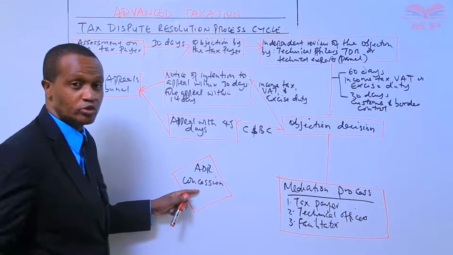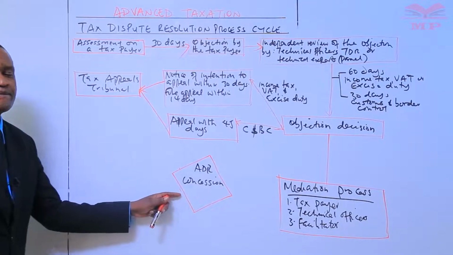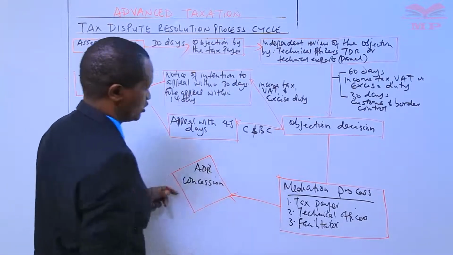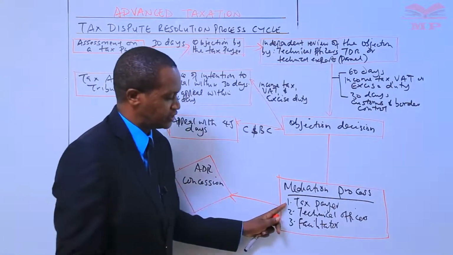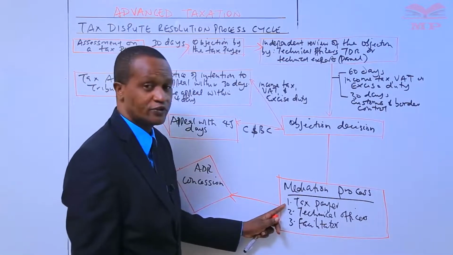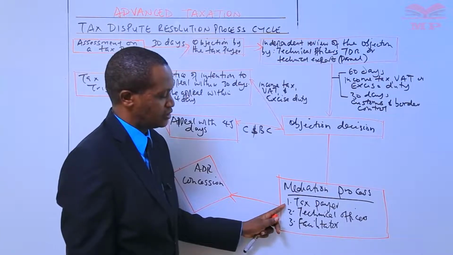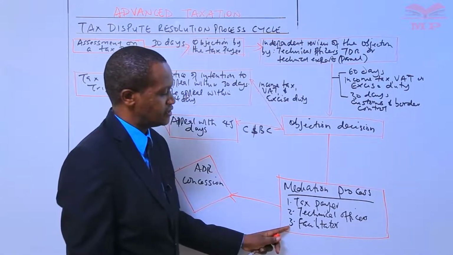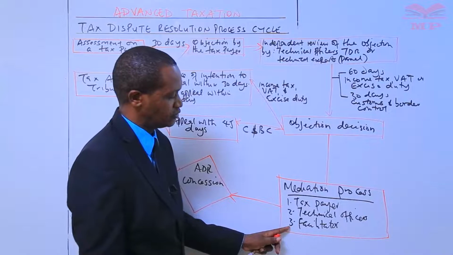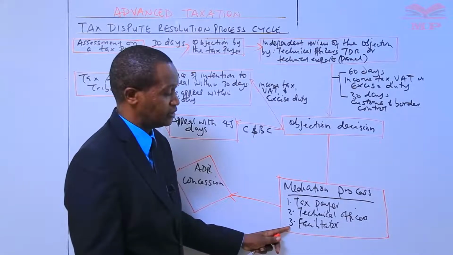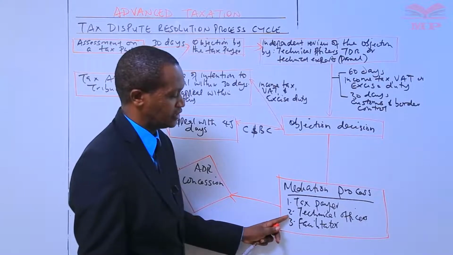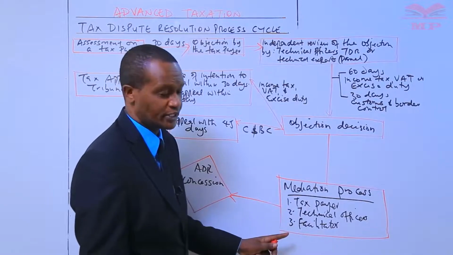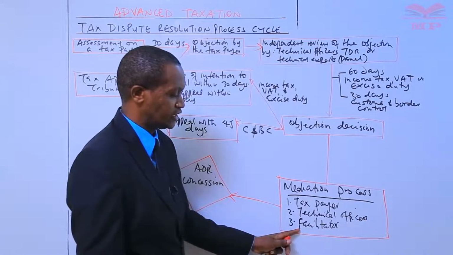Is the act of doing something in order to do what? To reach an agreement. In order to reach an agreement. So, the two parties will have to sit down under a facilitator to find a resolution, because this is a dispute between the taxpayer and the administrator. So the two will have to come together and try and resolve the matter under the guidance of a facilitator.